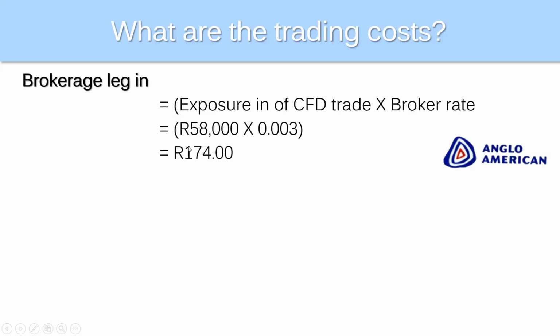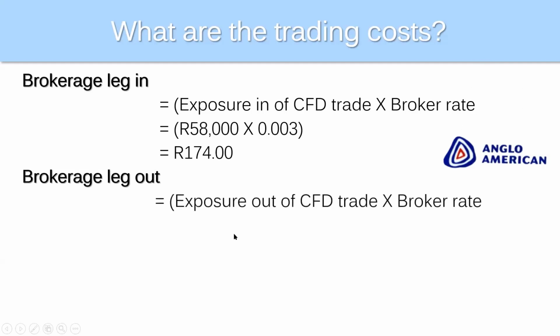So you paid 174 Rand to get into your trade. Cool? Then remember the market went up and it went to 700 Rand per share. So now you're going to calculate your exposure out of your CFD trade, or your exit exposure, times your broker rate. In this case, the exposure out is 70,000 Rand. So remember, 100 shares times the exit price, which is 700 Rand, times your broker rate, which is 0.3%. And you pay 210 Rand to get out of your trade.